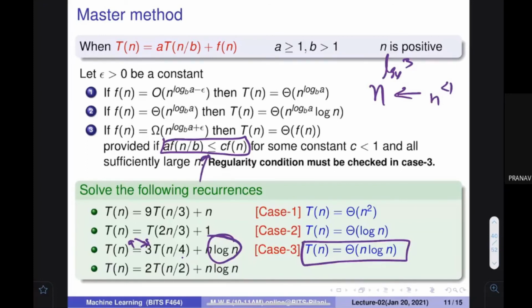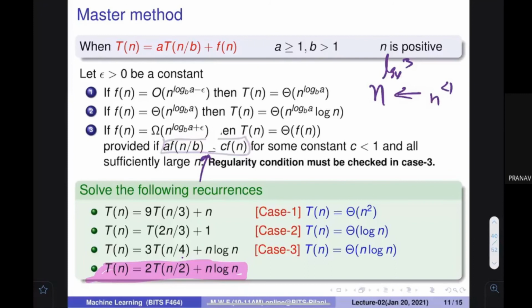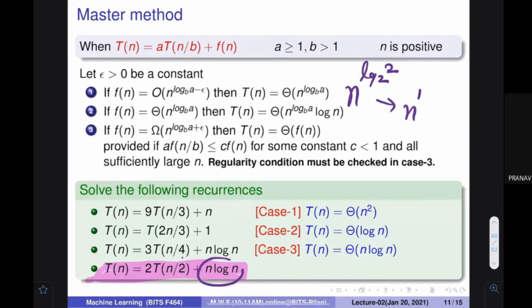Next, one more recurrence relation. Let us see that Tn is equal to 2T n by 2 plus n log n. So here what is a? Here what is a? A is equal to 2, b is equal to 2, and you have to consider log of 2 at the base 2. It becomes n to the power 1. And you have to compare it with n log n. Who is bigger? Who is bigger? Looks like n log n is bigger.